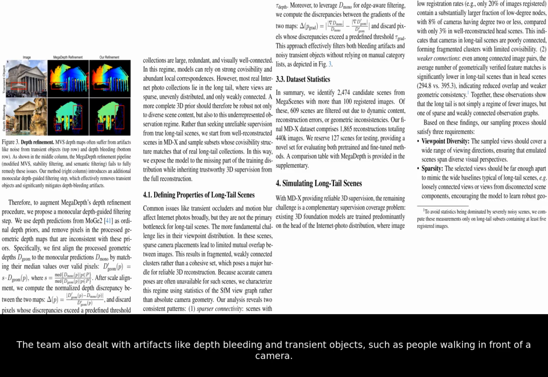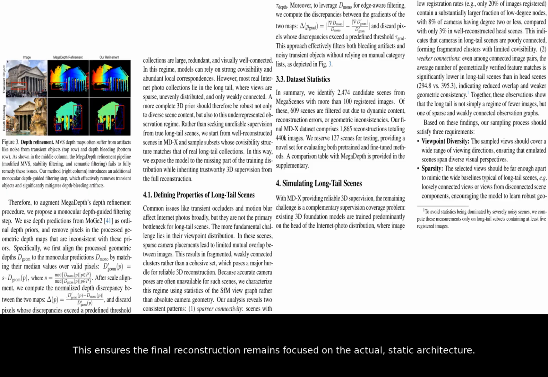The team also dealt with artifacts like depth bleeding and transient objects, such as people walking in front of a camera. They used monocular depth predictions to clean up the images, effectively removing moving parts that shouldn't be in a 3D model. This ensures the final reconstruction remains focused on the actual, static architecture.